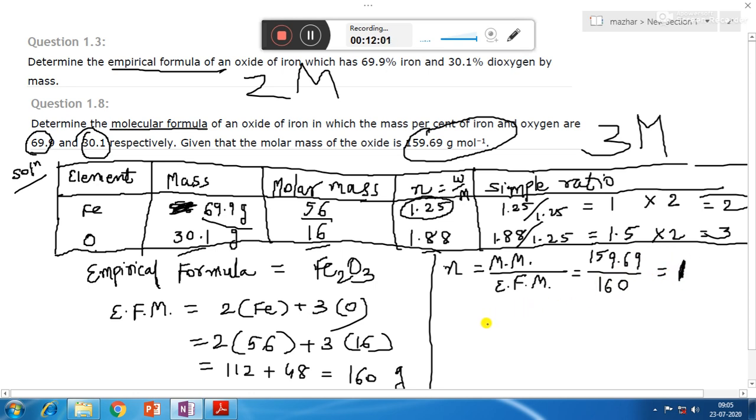Now we have to find out the molecular formula. Molecular formula is equal to n times empirical formula. Now n is 1 and empirical formula is Fe2O3. When you multiply 1 with Fe2O3, it will come out as Fe2O3 only. So the molecular formula is also Fe2O3.